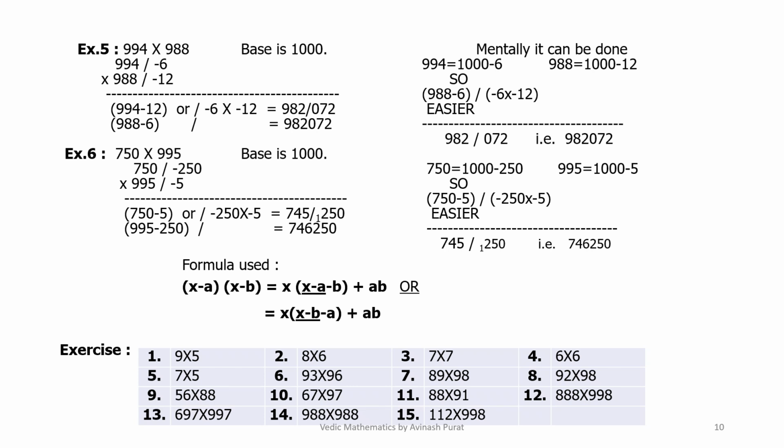The exercise: first example, 9 multiplied by 5; second, 8 multiplied by 6; third, 7 multiplied by 7; fourth, 6 multiplied by 6; fifth, 7 multiplied by 5; sixth, 93 into 96; seventh, 89 into 98; eighth, 92 into 98; ninth, 56 into 88; tenth, 67 into 97; eleventh, 88 into 91; twelfth, 888 multiplied by 998; thirteenth, 697 multiplied by 997; fourteenth, 988 multiplied by 988; fifteenth, 112 multiplied by 998.